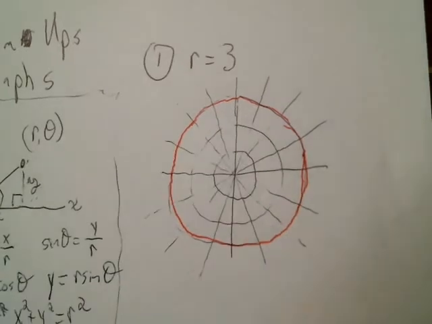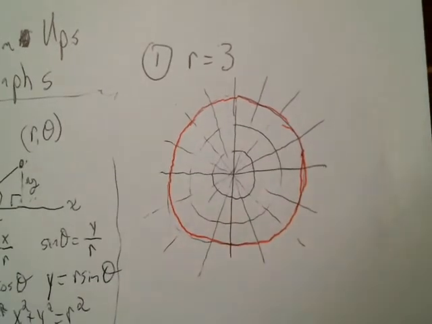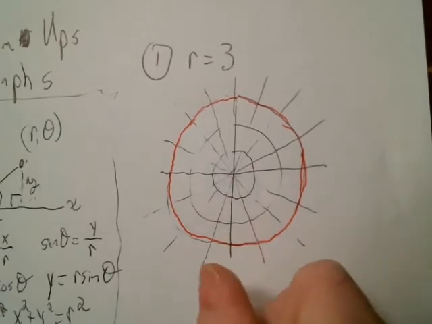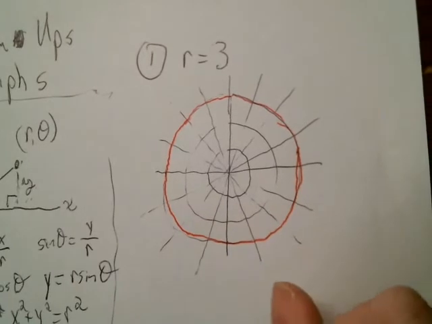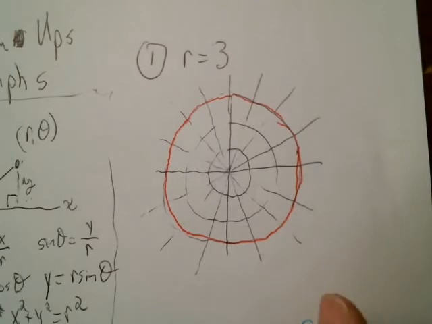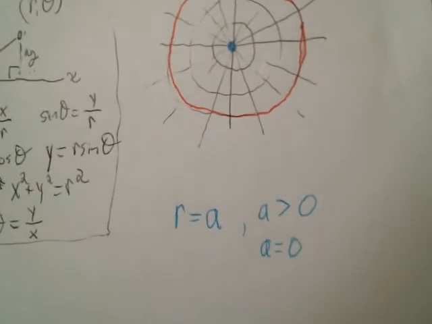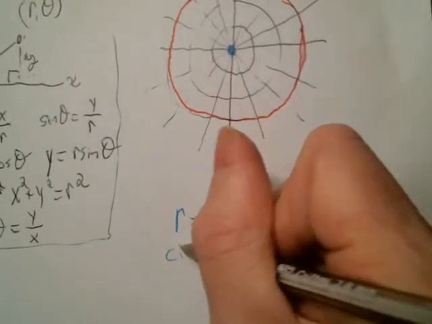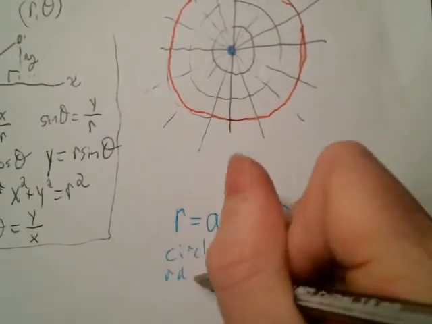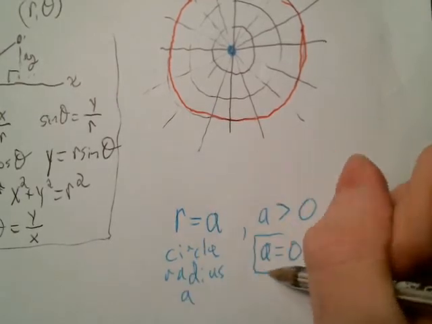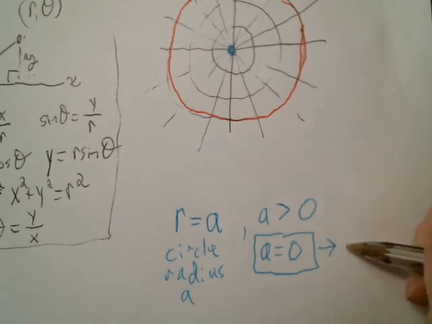And in general, then we'll say our first type of important polar curve is just the set of curves r equals a, and of course a is going to be greater than 0. If a equals 0, that's just the point here at the origin. Okay, so this is a circle of radius a. And when a is equal to 0, that just gives you a point. That's just the origin.